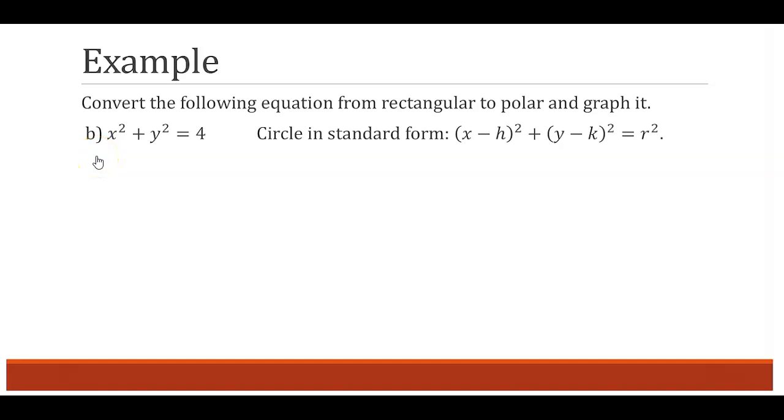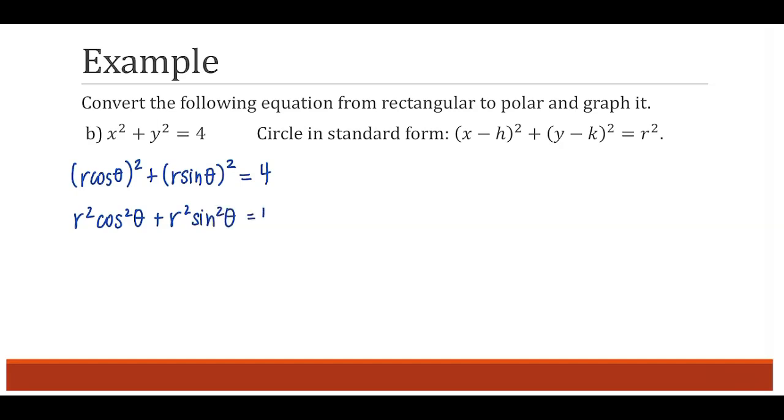So here we're going to let x be r cosine theta, and we're going to square that. Y is r sine theta, and we'll square that, equals 4. So we end up with r squared cosine squared theta plus r squared sine squared theta is equal to 4. We can square each part because these are multiplied, not added. And then here I have an r squared in common in both that I can factor out. So r squared is multiplied by cosine squared theta plus sine squared theta, and that's equal to 4.